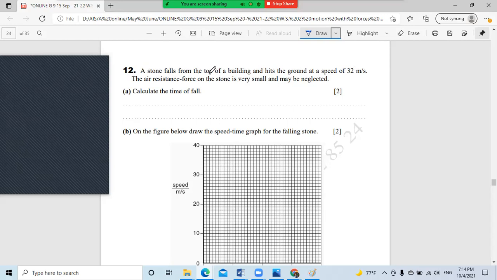A stone falls from the top of a building and hits the ground at a speed of 32. Where's the meters per second? Where's the time? There's no time here. Speed and distance. Okay, which one is the speed? This one is the speed. If this one is the speed, where's the distance? They didn't give us a distance here. Listen, hold on. I'm asking about this line that I underlined here. How many givens does this line give us?